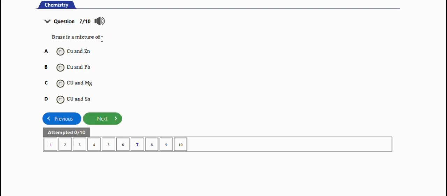It says brass is a mixture of, we have copper and zinc, copper and lead, copper and magnesium, copper and tin. The right answer is option A, copper and zinc. Very important, guys. Alright, the next repeated question is this one.